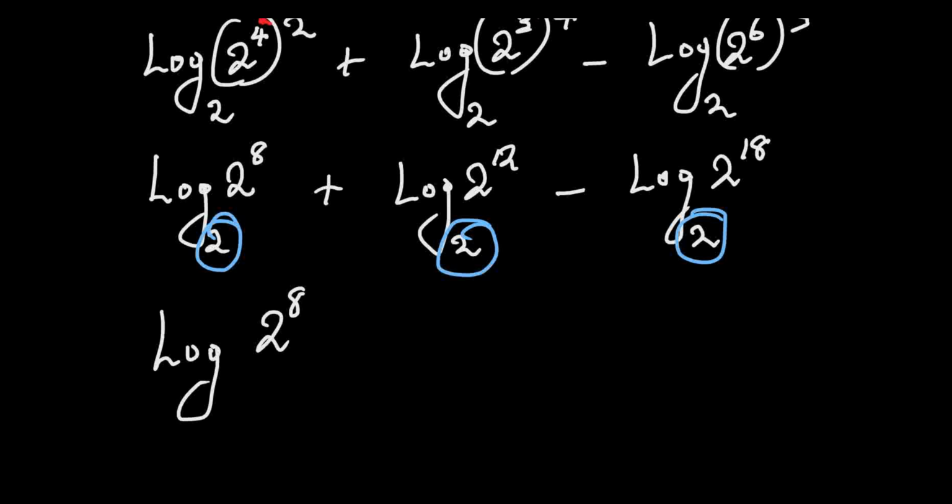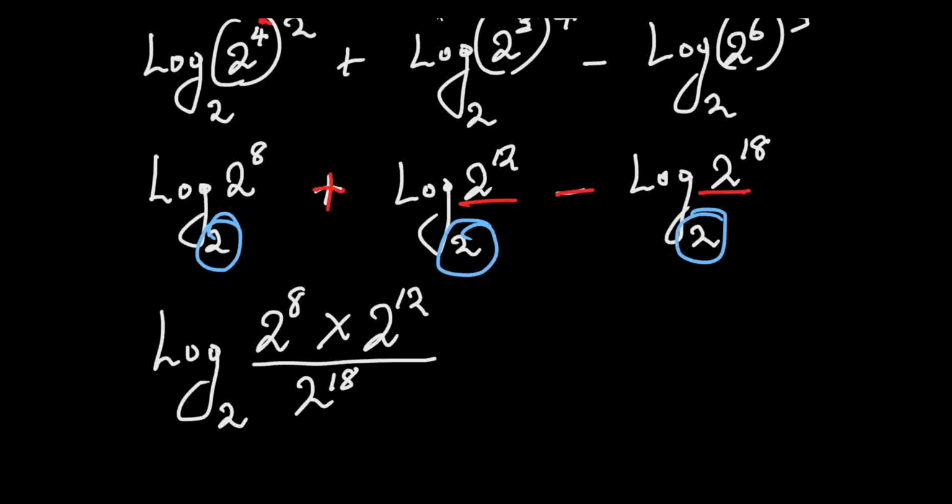And because of this positive sign that we have here, it means that we should multiply by this. So this is 2 to the 8th power times 2 to the 12th power. And we also have a negative sign here, so it means that we are going to divide by this. So this will be over 2 to the 18th power, to base 2. So we can just put this in parentheses and try and simplify that.